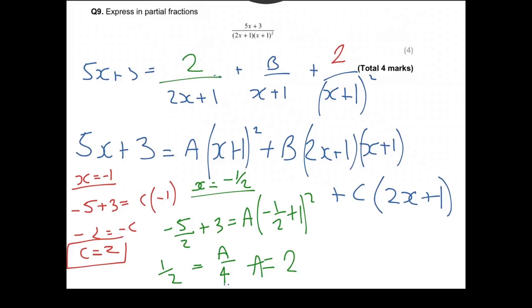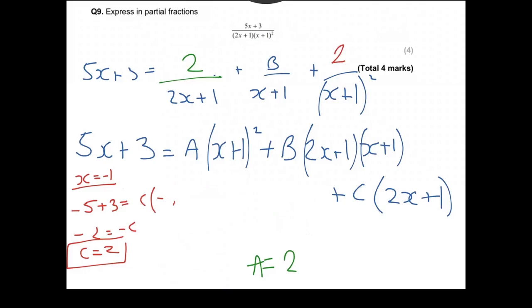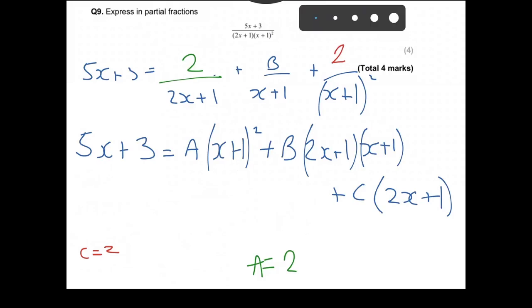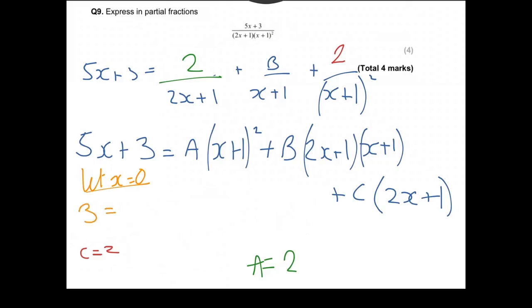Right, b is a little bit trickier because we've substituted everything in already. So what I always say is substitute in something that looks easy. So maybe substitute in x is 1 or x is 0 would be my choice. So I'm going to let x equal 0. So we're going to get 5 lots of 0, 0 plus 3 is 3. A we know is 2, so we're going to get 2 times 1, which is just 2.